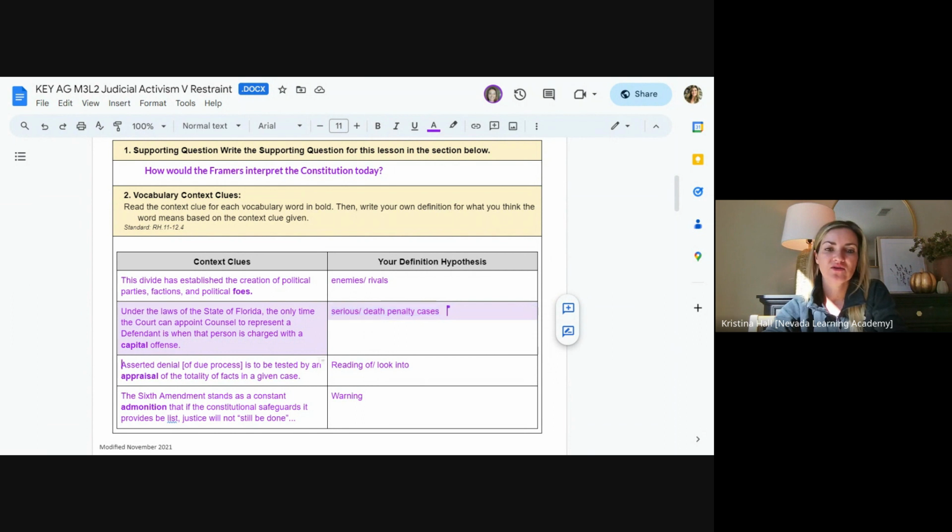Okay. Appraisal is looking into, reading of, is there precedence? Is there a case? Like pouring milk in before cereal. Yes, a little bit, yeah.